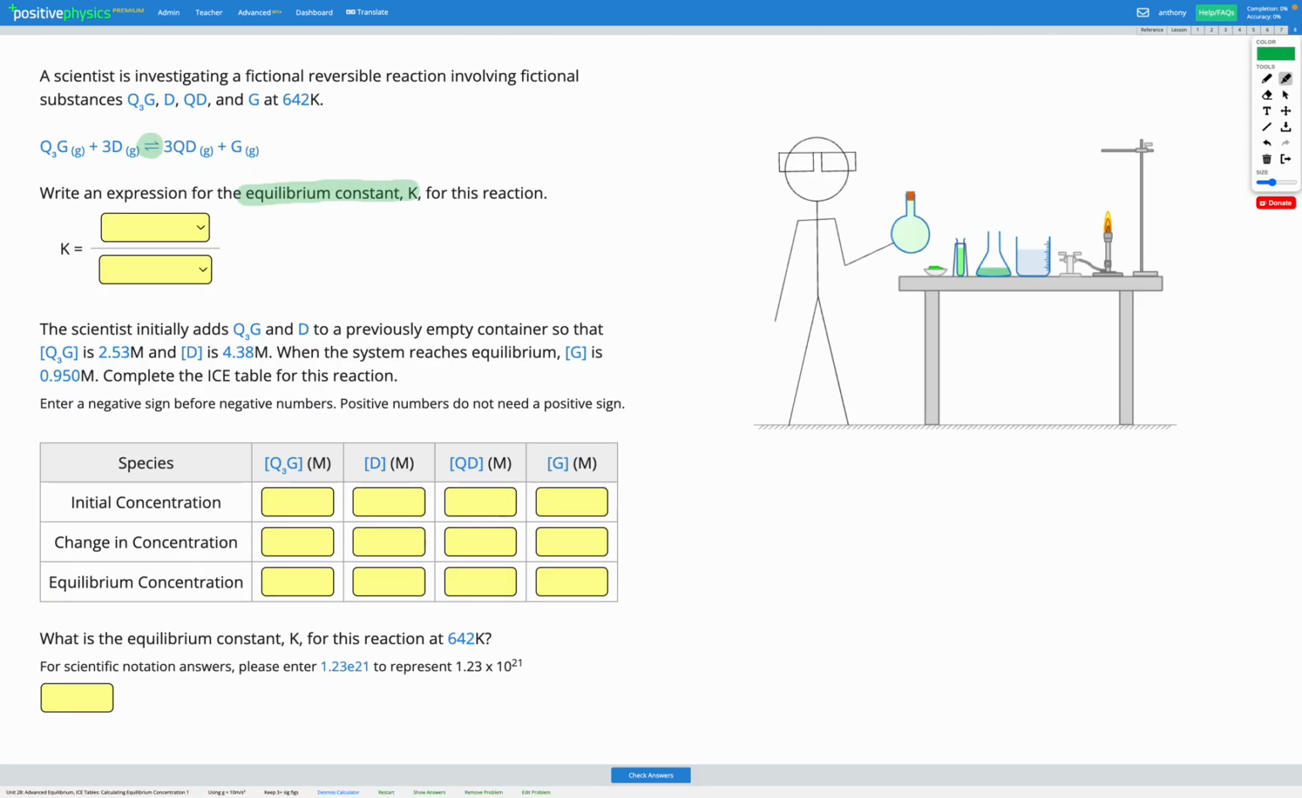So let's start by looking at the top half of our fraction. That's our products. We've got QD, which is a gas. So that's going to appear in our equation. And it has a coefficient of 3. So that tells us we've got the concentration of QD to the power of 3.